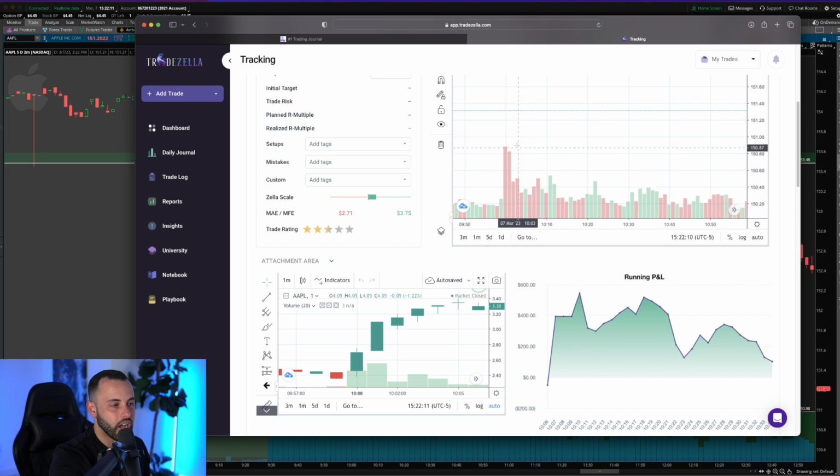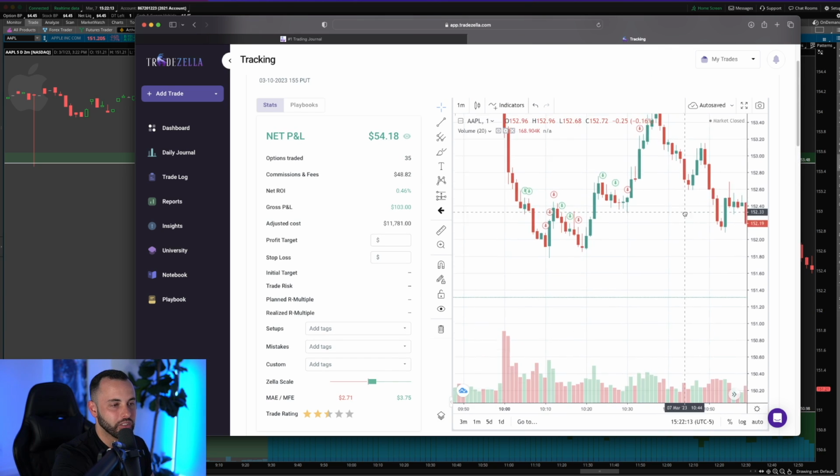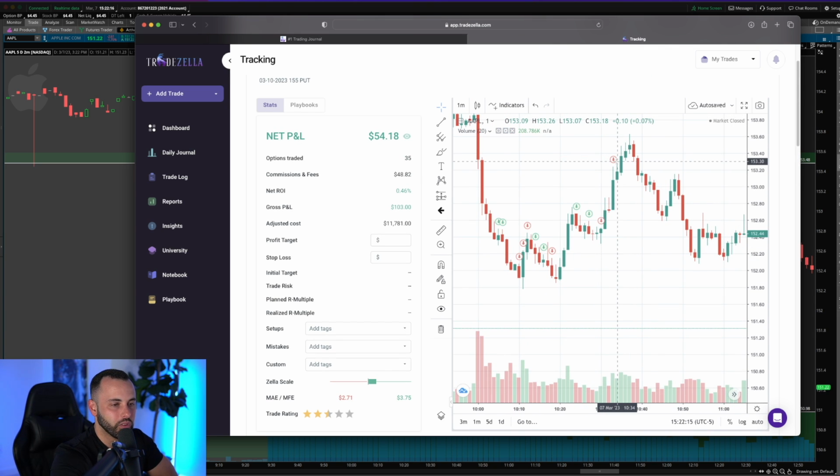I let my runners ride, but you can see that pretty much at the end of the trade, my last exit was up here at 153.30, and I pretty much came out break even. So overall, again, just a total botched up trade, and here's what went wrong.